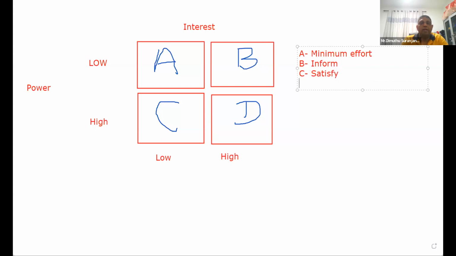At the same time, at any time they can move to D. D are normally called key players. Since at any time they can move to D, you have to handle them with care. So satisfy them, and at the same time, treat them with care.